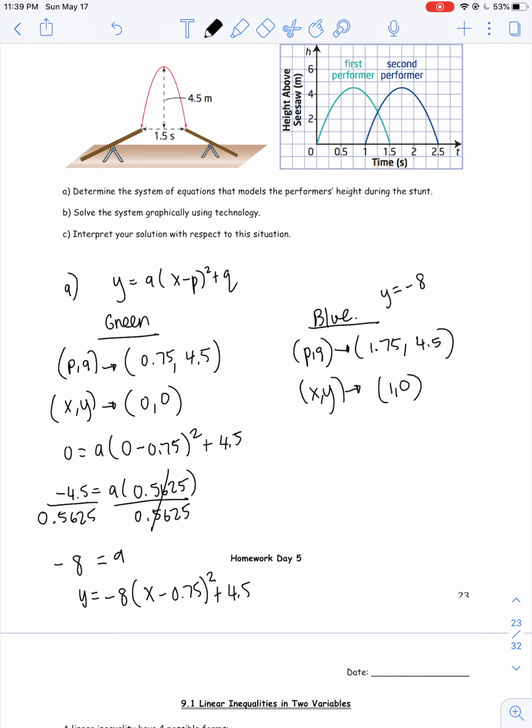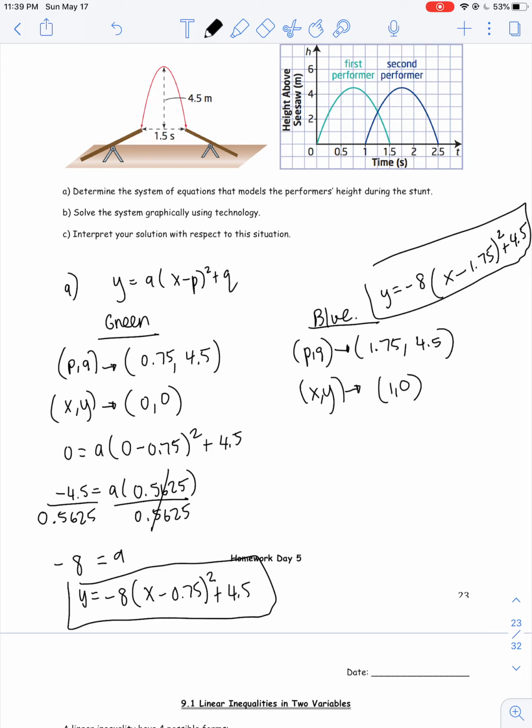Our blue one is going to be y equals also negative 8, but then the vertex is going to be different, so that's what changes the location. So it's going to be (x minus 1.75) squared plus 4.5. So these answer question A for both.